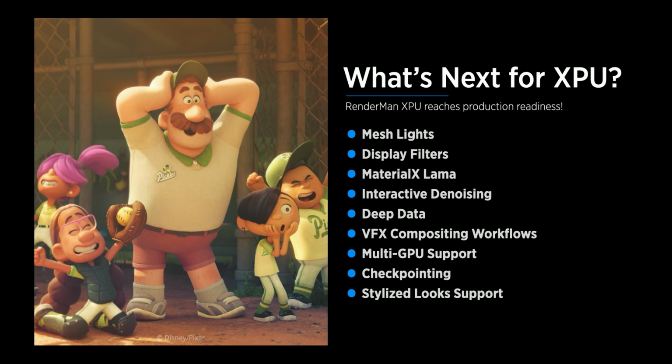And that's been a really tough thing to pull off properly and to handle really big production-size scenes. And we're at this very last stage this year, making it production ready. And we have things like mesh lights and deep data and VFX workflows and Lama, all kinds of things that make it a production-ready renderer at last. And then we're hoping to deprecate RIS in the next couple of years and make XPU our first-class citizen.